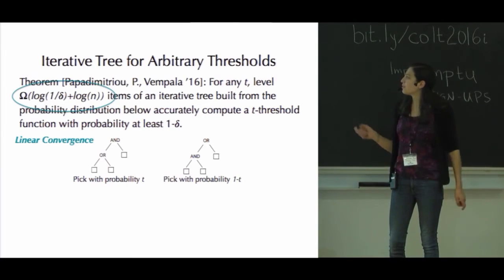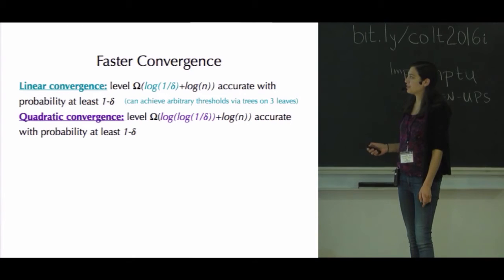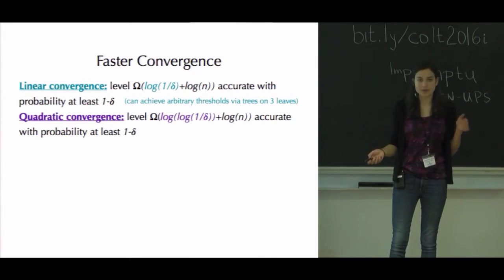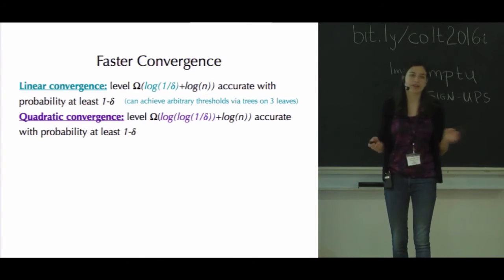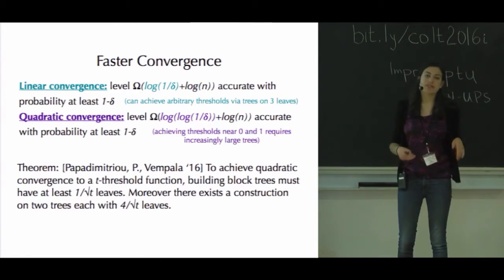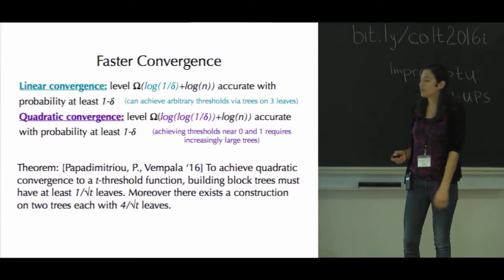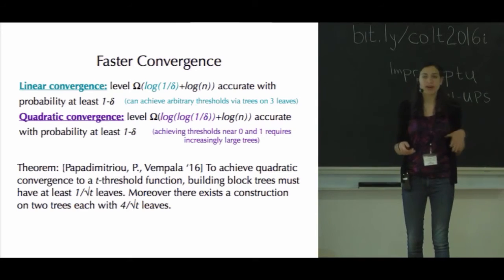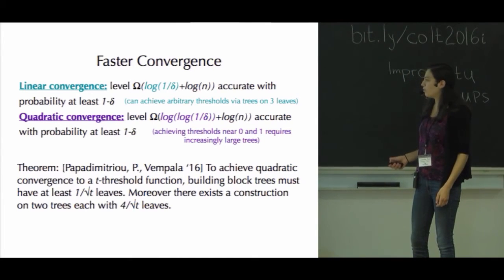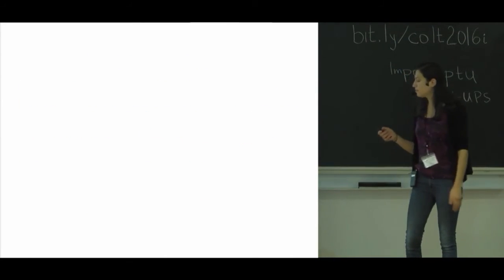So a natural question is, what about faster convergence? Here we can get quadratic convergence, which would be log 1 over delta squared instead of log 1 over delta. And this is ideal if you want to be accurate on all 2 to the n inputs. So we're able to show that you can also achieve arbitrary thresholds with this faster convergence behavior. However, the size of our building block trees will need to grow in order to achieve thresholds near the boundary. About 1 over root n is how big the trees have to be to achieve these really small thresholds.